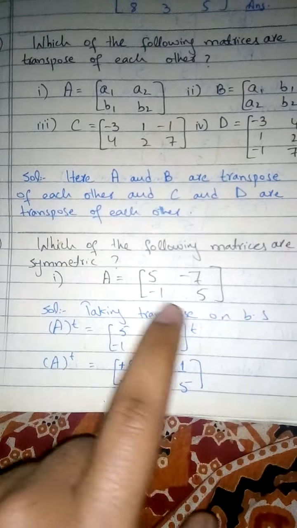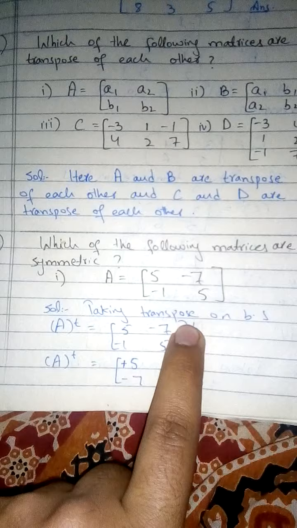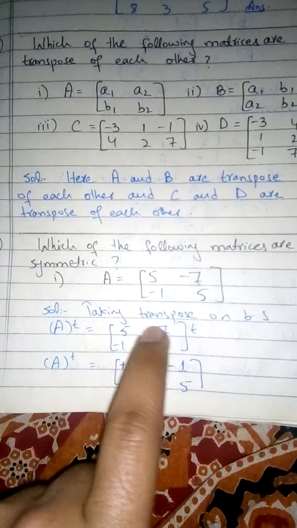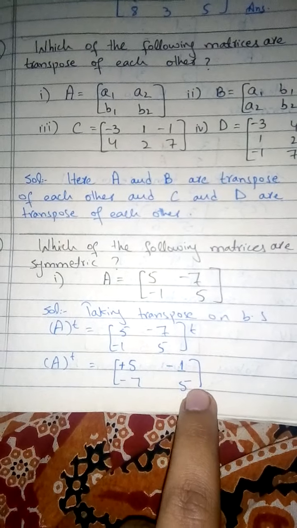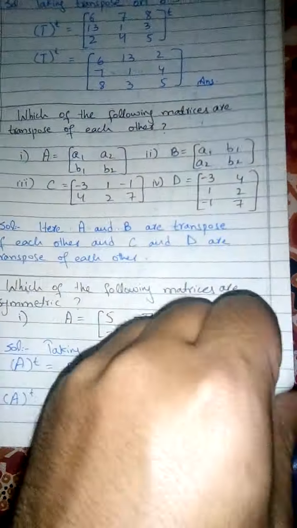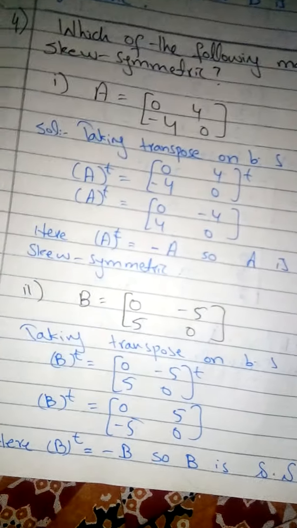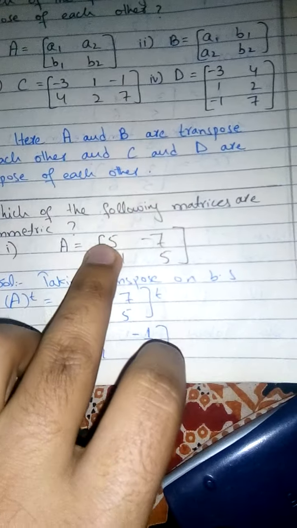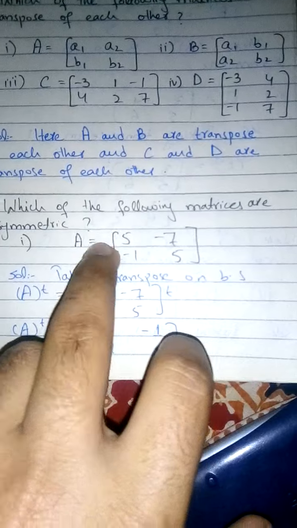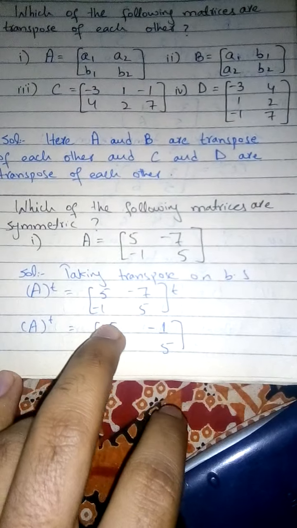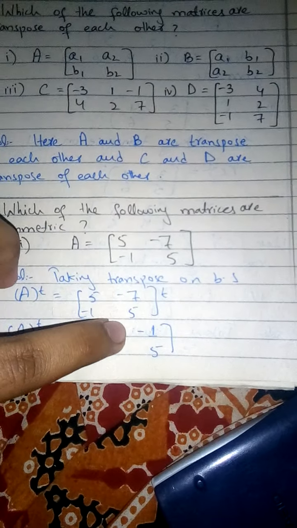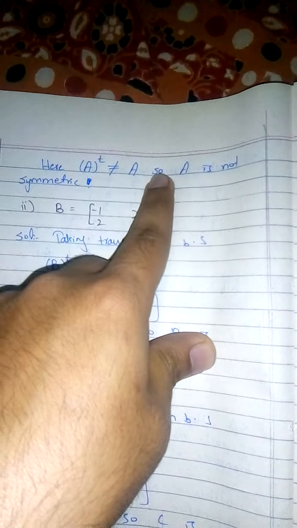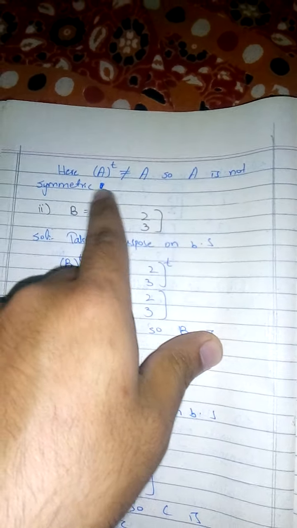this is the first step. You have to apply transpose, and when you solve this transpose, the first row will convert into the first column and the second row will convert into the second column. So if you see here, in A, 5, -7 is the first row, and in the solution 5, -1, -7 is changed with minus. So here transpose of A is not equal to A, so A is not a symmetric matrix.